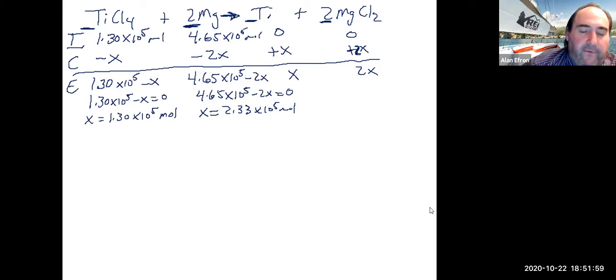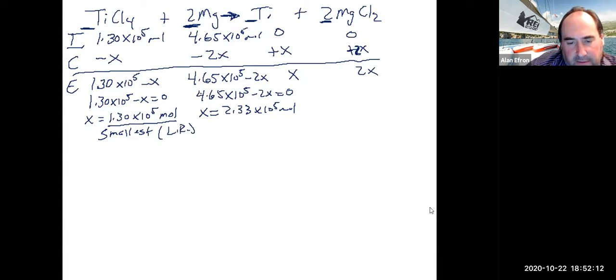So what we're looking for here when we solve for x is it is the smallest number is our limiting reagent. So this is our smallest number. And that means that this is our limiting reagent. So we don't really need this number at this point. Again, that means in this case, our limiting reagent is our TiCl4. Our excess reagent is our magnesium in this particular case. Any questions on up to there?